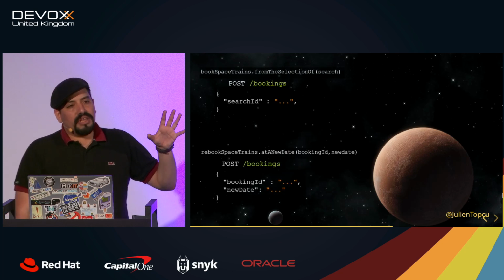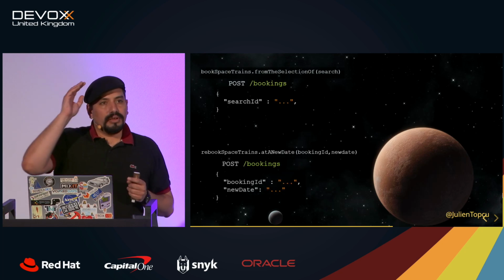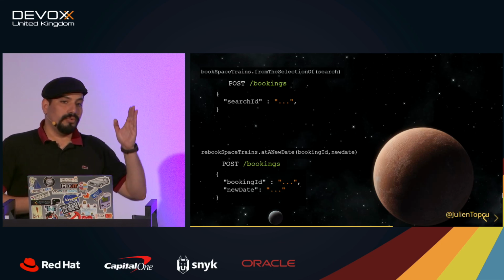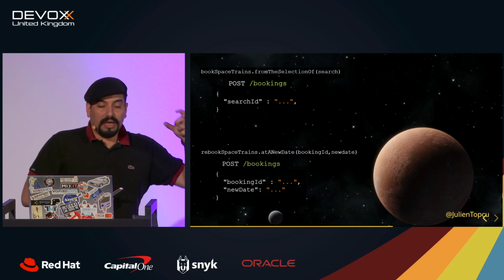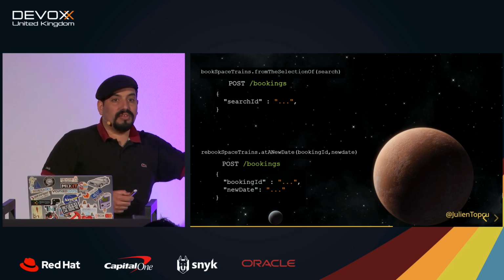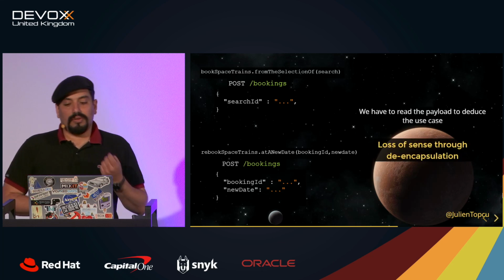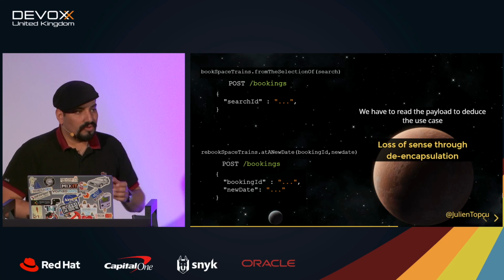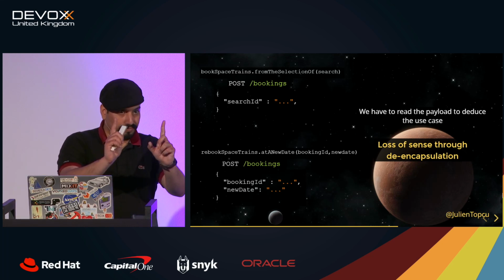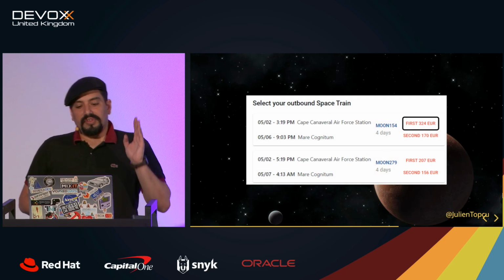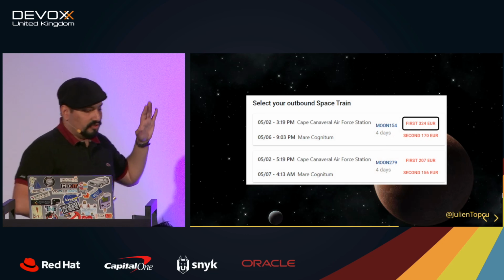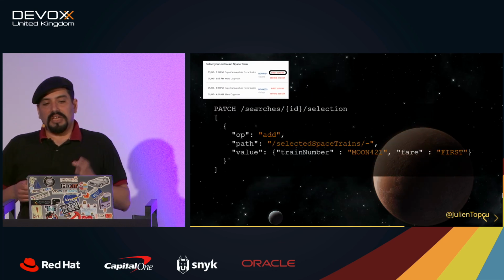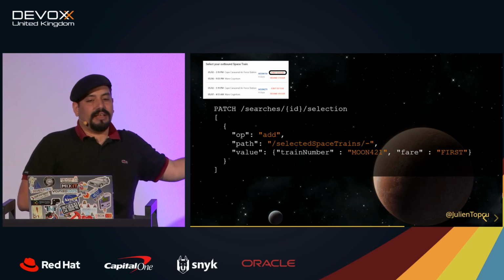Another example of the encapsulation was when I had two POST bookings for different use cases. The only way to discover in which case we are is to take a look at the payloads to deduce the sense of the request. This is also an example of the encapsulation with REST. So to sum up, the user wants to select a train with a fare. This is what she's doing in the front end. The backend usually exposes an API like that.